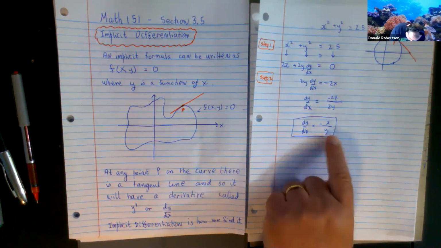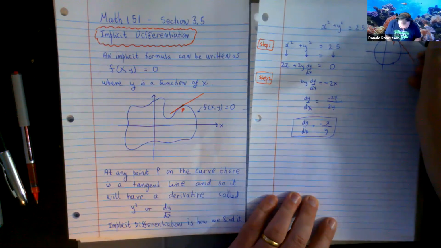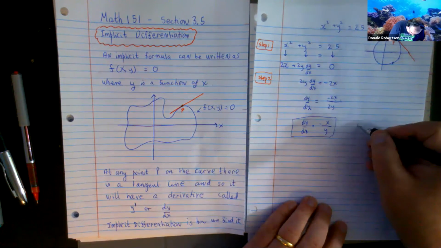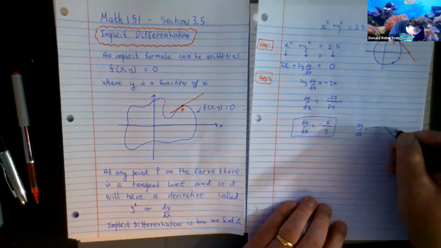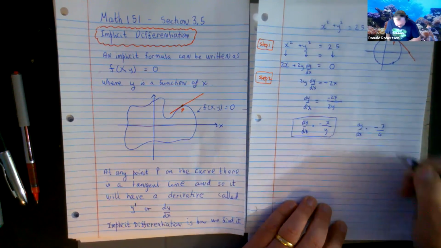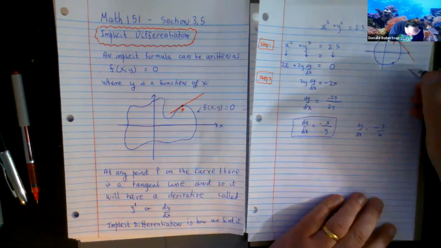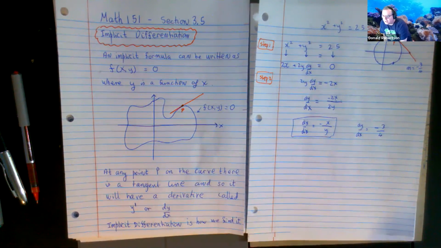So let's pretend that point P had coordinates 3, 4. If I wanted to know the slope of that tangent line, wouldn't I just evaluate this at negative 3 over 4? So that guy has a slope of -3/4. Does that look right? Yeah, it's negative. It quite easily could be -3/4.